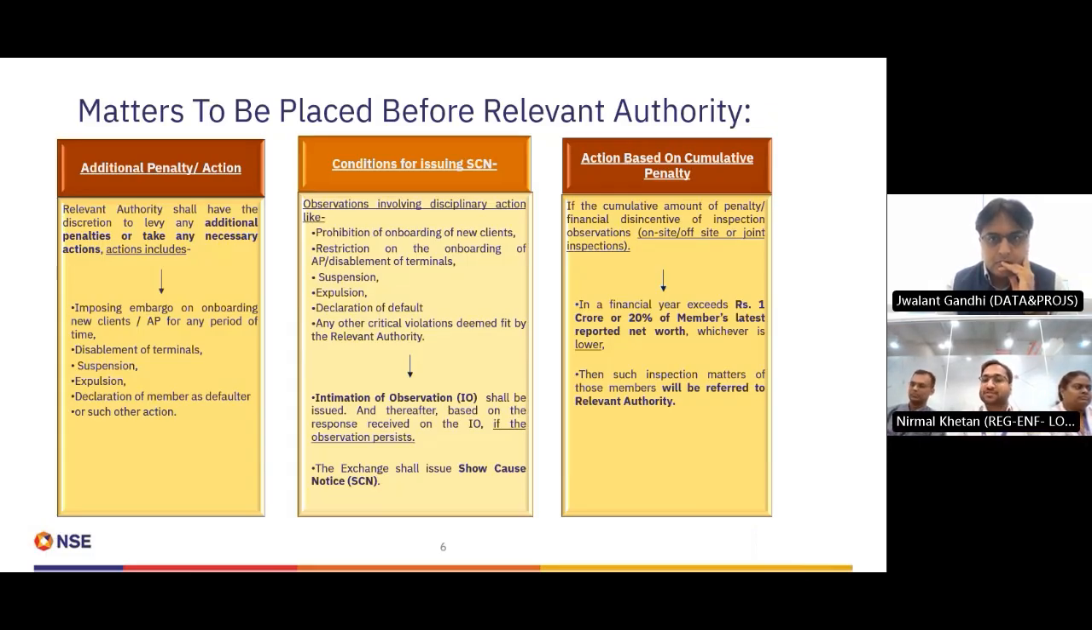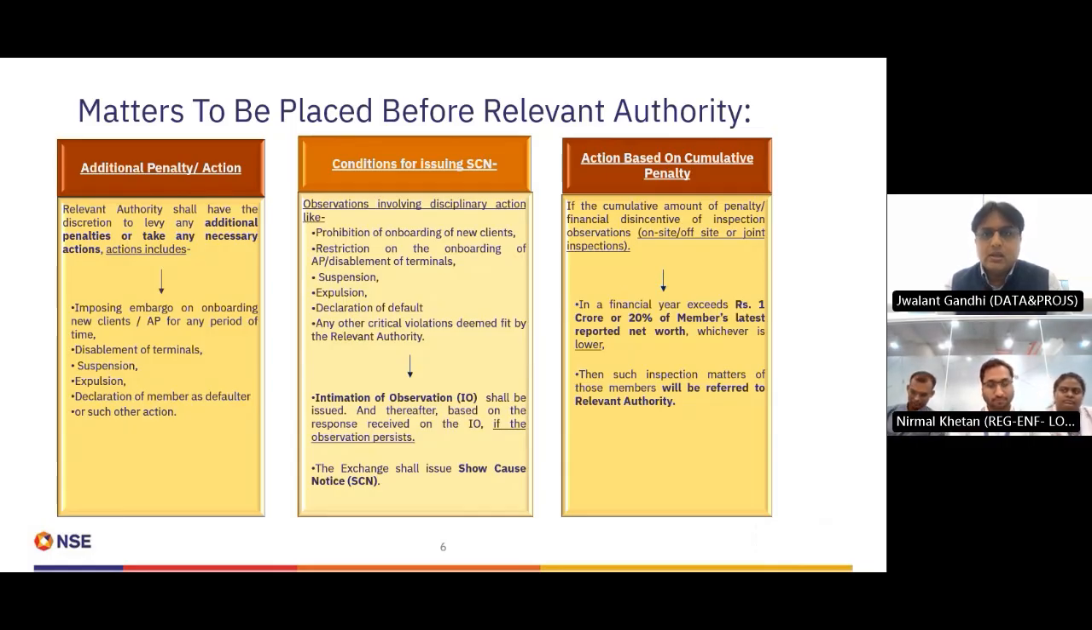And so this condition was introduced. If in a financial year, a cumulative penalty from the inspection observations exceeds 1 crore or 20% of the member's latest net worth, whichever is lower, such cases will be referred to the relevant authority for suitable action.